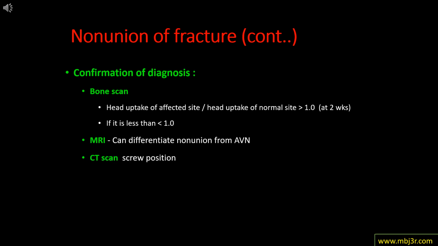Confirmation of the non-union, you can do a bone scan if there is a doubt in the X-ray. It will show head uptake of affected side over head uptake of the normal side. So ratio should be more than 1. If it is less than 1, then it is a non-union. MRI can differentiate non-union from AVN. CT scan will show the screw position, sometimes gap at fracture site.